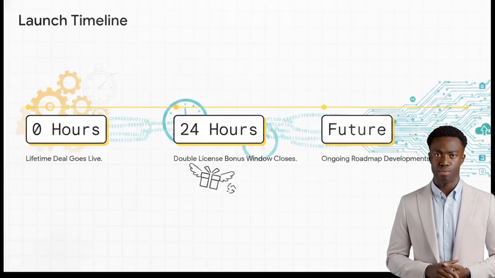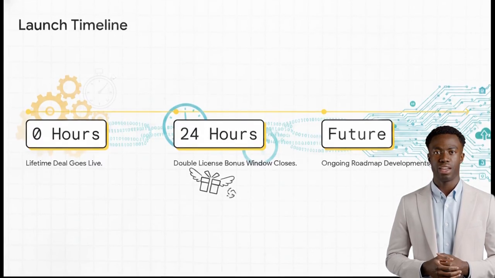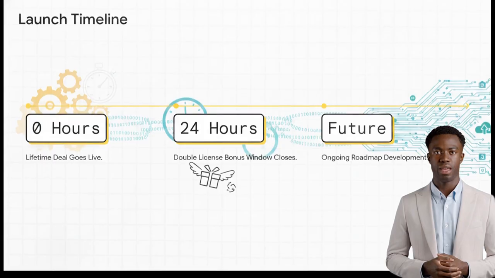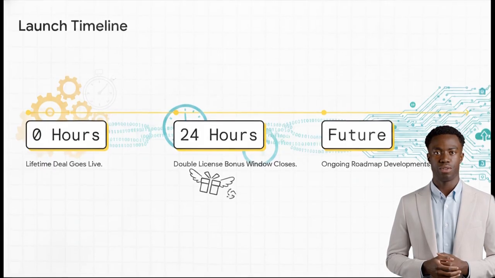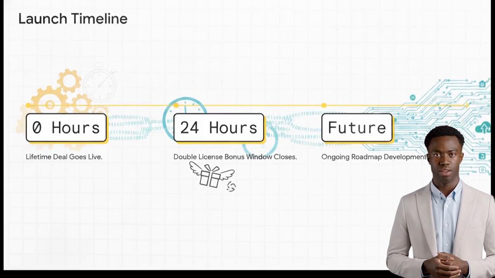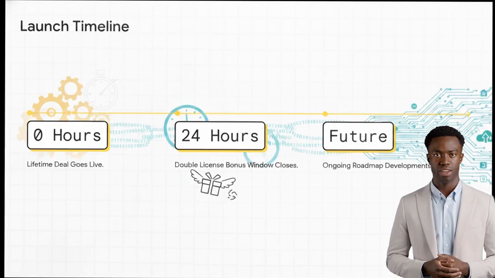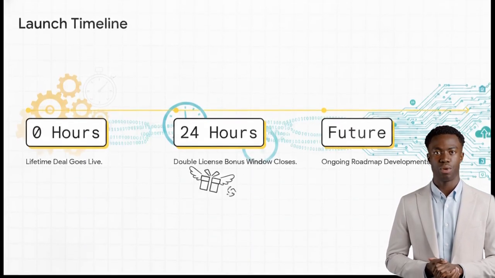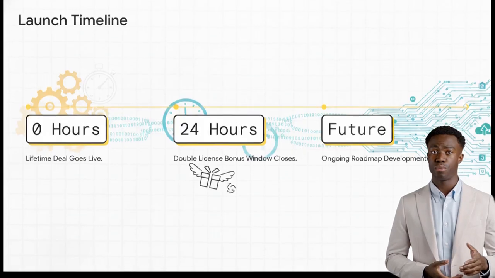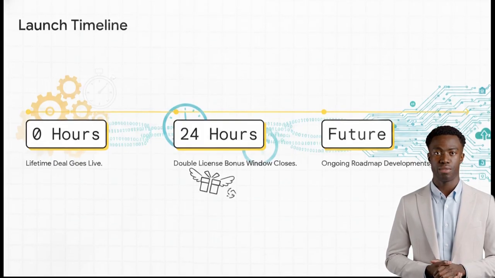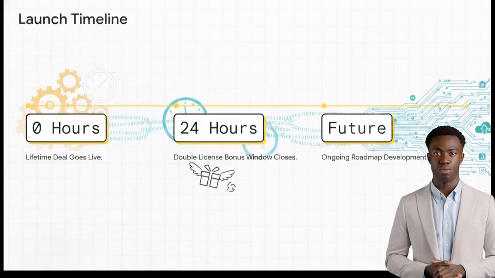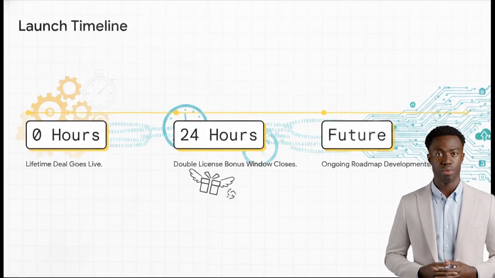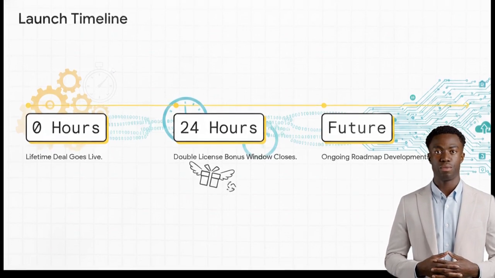All right, let's pivot and look at the launch strategy itself, because it's a fascinating case study. The timeline they outline includes a strict window for initial launch bonuses, followed by a roadmap for continuous development. So at hour 0, the deal goes live. Fast forward exactly 24 hours and a massive early adopter bonus completely vanishes. Beyond that, there's a promised ongoing roadmap. So the tool you buy on day one is meant to continually evolve and get better over time.